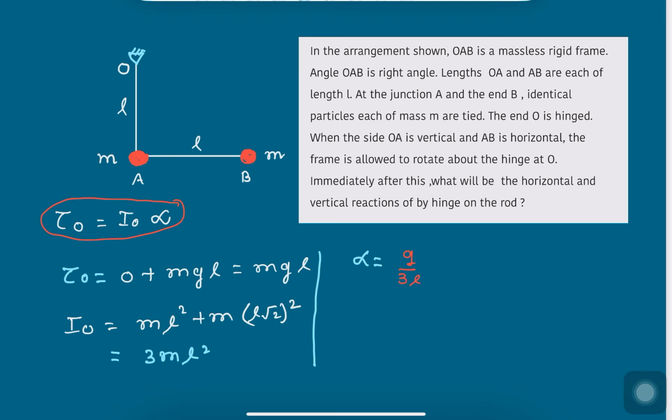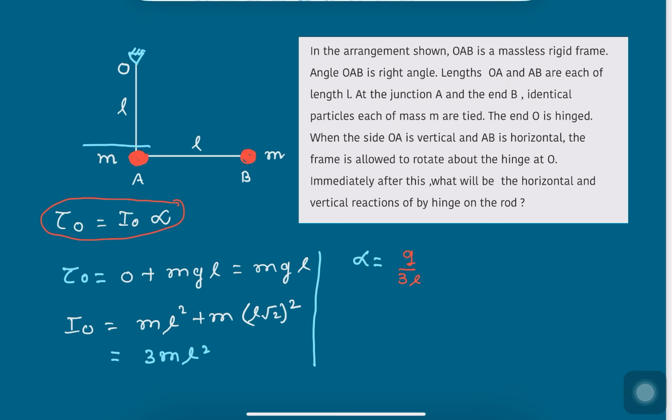Now let us focus on this particle at A and particle at B. We know that when a particle rotates in a circle of radius r, it has two accelerations: omega square r towards the center, and r alpha, where alpha is angular acceleration, tangential. Tangential means perpendicular to radius. Since the system is just allowed to rotate, there is no omega. Omega is 0. So each of these two particles will have no centripetal acceleration. They will have only tangential acceleration, meaning acceleration perpendicular to radius.